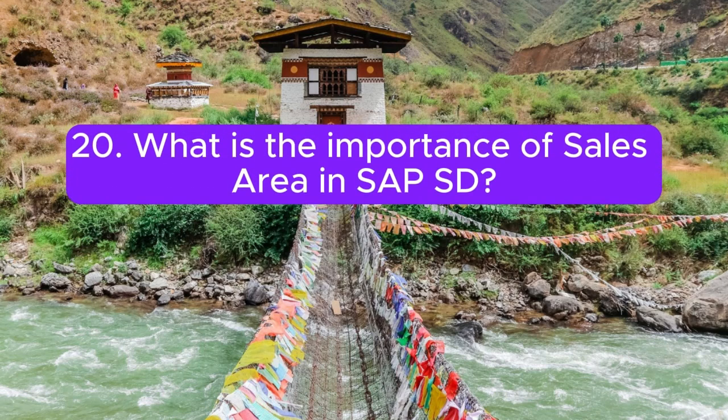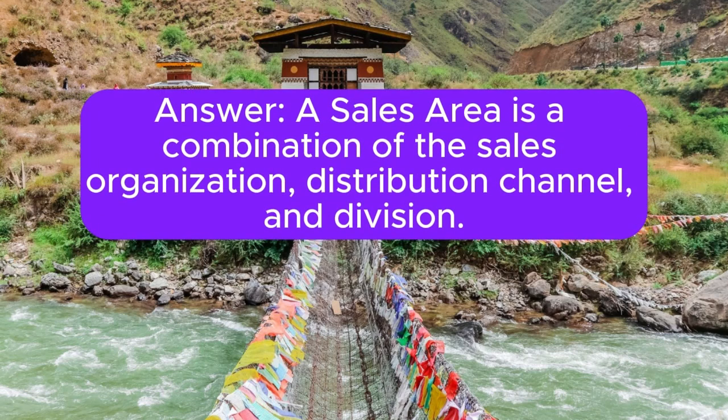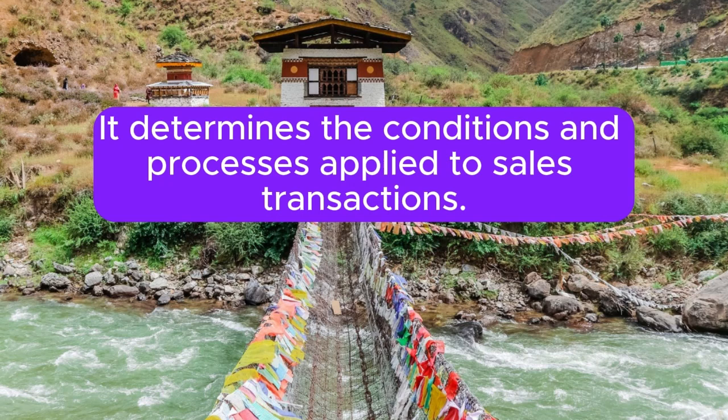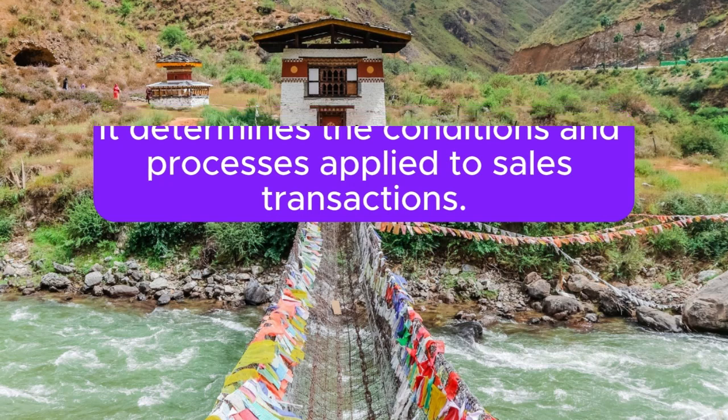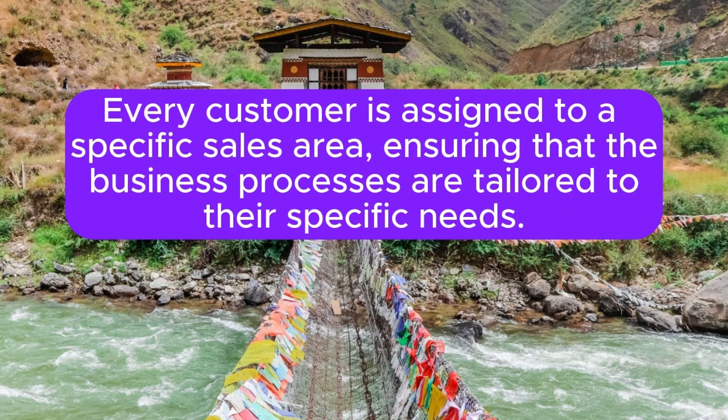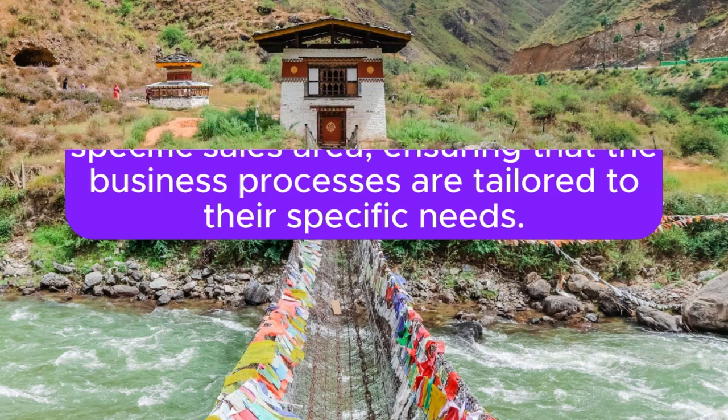20. What is the importance of sales area in SAP SD? Answer: a sales area is a combination of the sales organization, distribution channel, and division. It determines the conditions and processes applied to sales transactions. A sales area is essential because it defines how goods or services are sold, delivered, and billed. Every customer is assigned to a specific sales area, ensuring that the business processes are tailored to their specific needs.